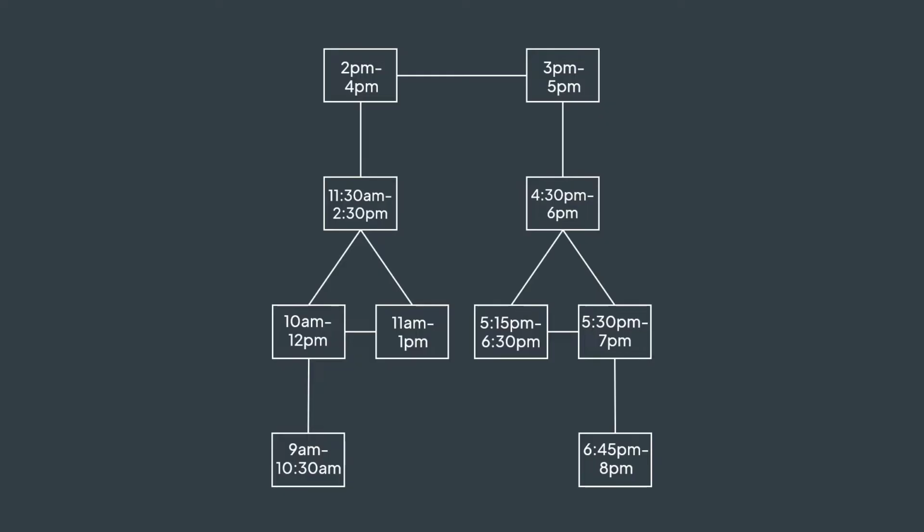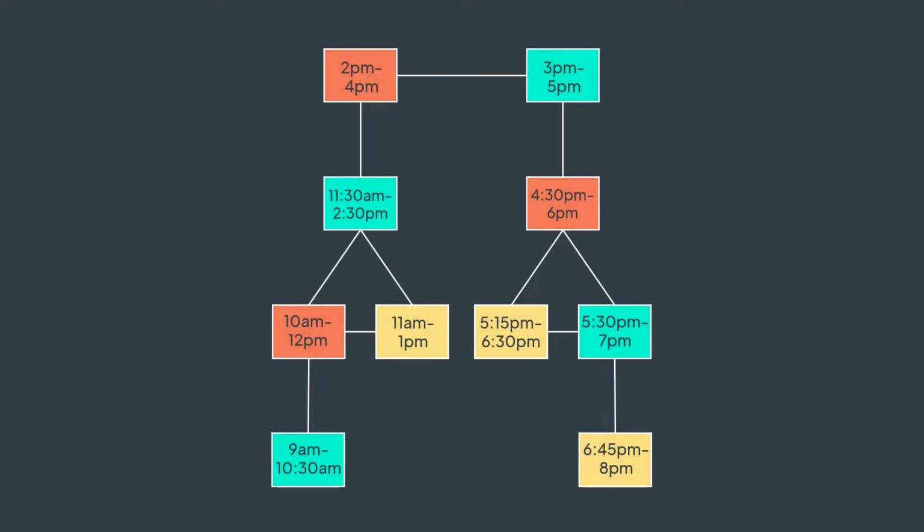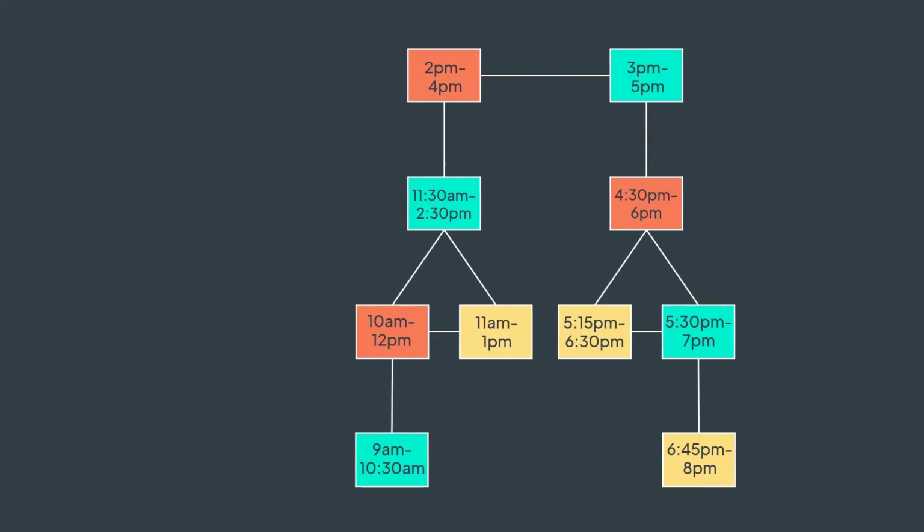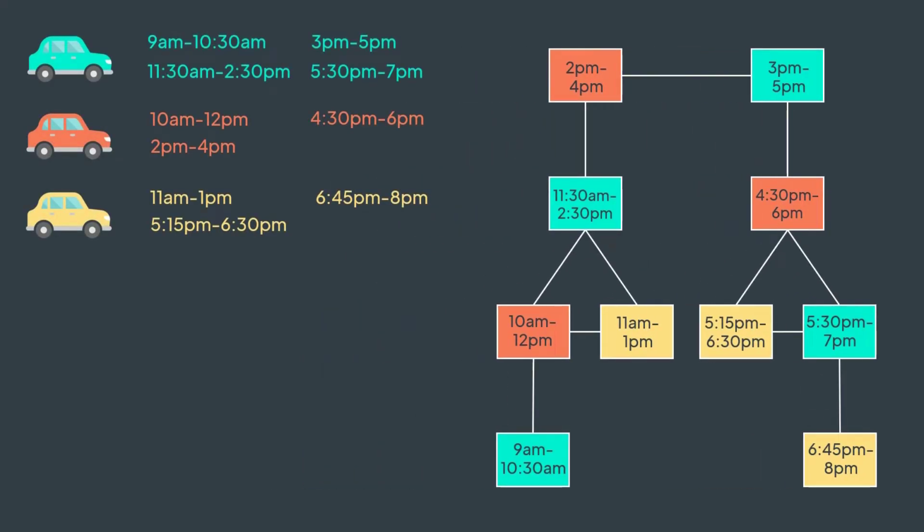Now to solve this problem, we can color the circles. Each color represents a car. But we don't color them anyhow. Remember that two adjacent rides means that they overlap. They can't be performed with the same car. In other words, they can't have the same color. So, to solve this problem, we will use an algorithm that we will learn about later to color the circles in a way that no two connected circles have the same color, by using as few different colors as possible. After doing so, the number of used colors represents the minimum number of required cars, 3 in this example.